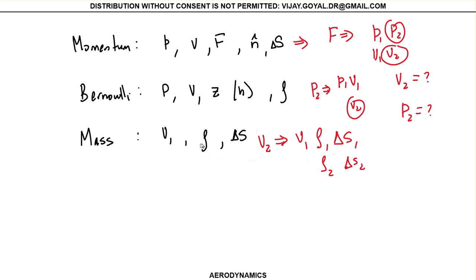So the process that we're going to go through is we find the mass first, find your V2, come up here, find your pressure, and then come back up here and finish up with the momentum. That's the order in which we will do the problem. So let's go and start. The first task we're going to do is use the conservation of mass.